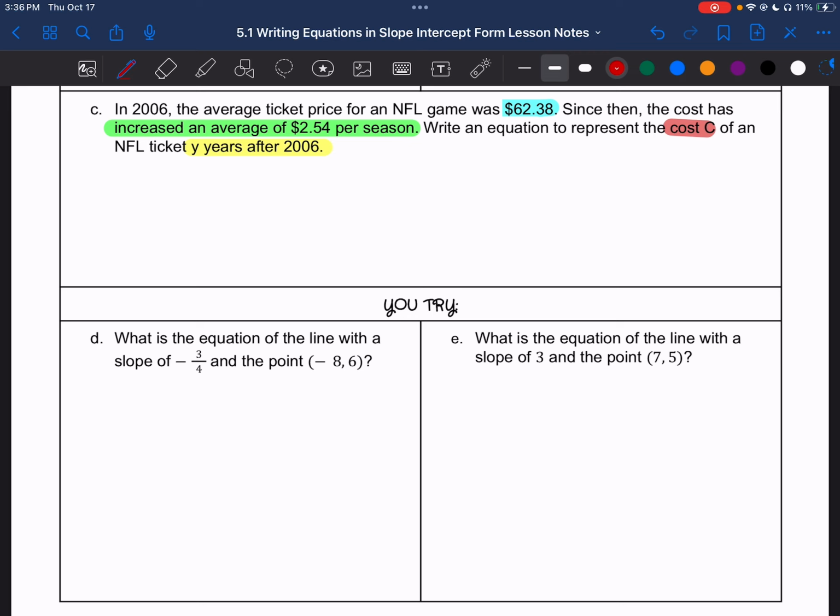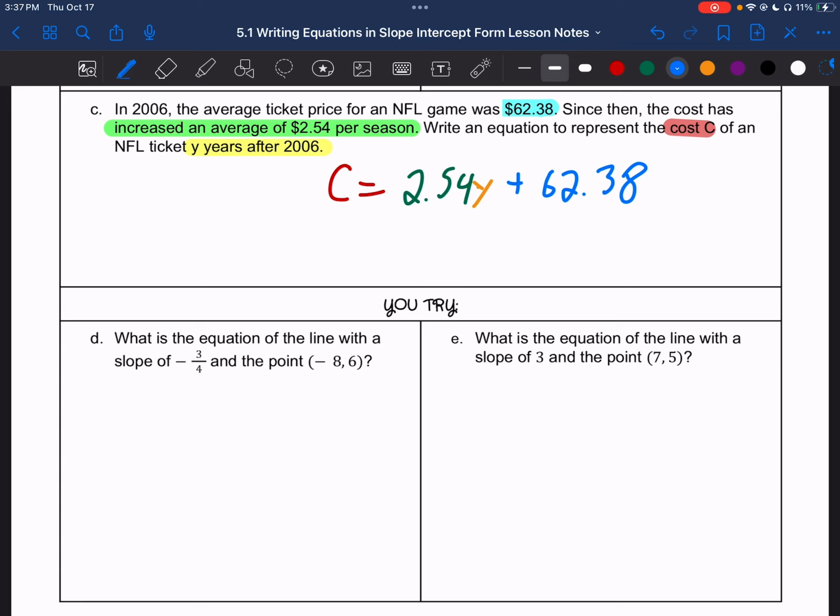When do we stop measuring? How long after 2006 do we start measuring? And so our C value is our dependent. So C replaces Y. So C is going to be equal to our slope, 2.54, and that's going to be times our x value, which is y, in this case, y, our independent variable. And then we're adding 62.38 because that is our starting amount of the cost of an average ticket for an NFL game.